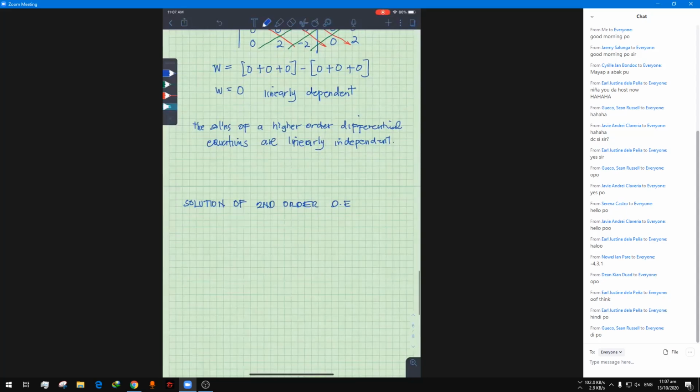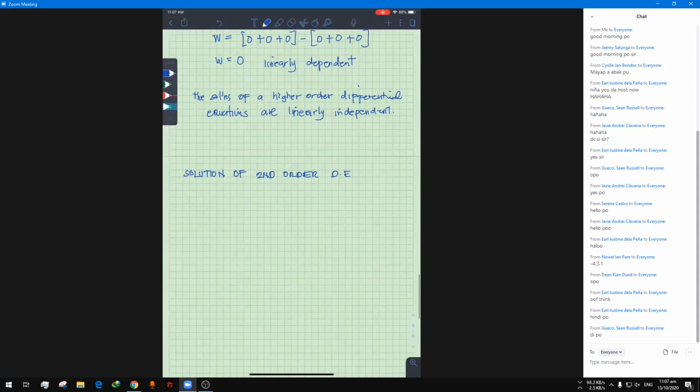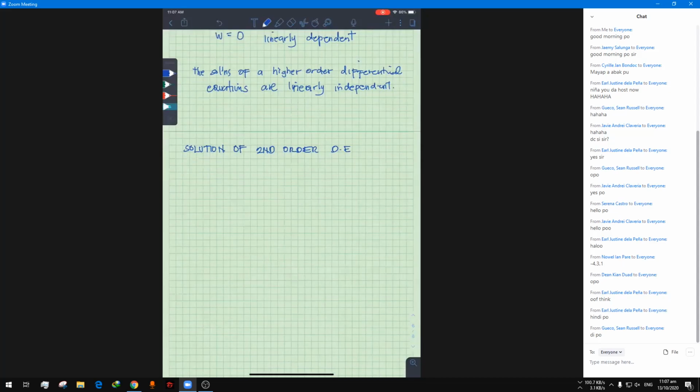So, sabi ko nga kanina, ang general format natin is ay'' plus by' plus cy is equals to 0. Ngayon, for example, magbigay ako ng second order: y'' plus 5y' plus 6y is equals to 0. So this is a second order homogeneous differential equation.